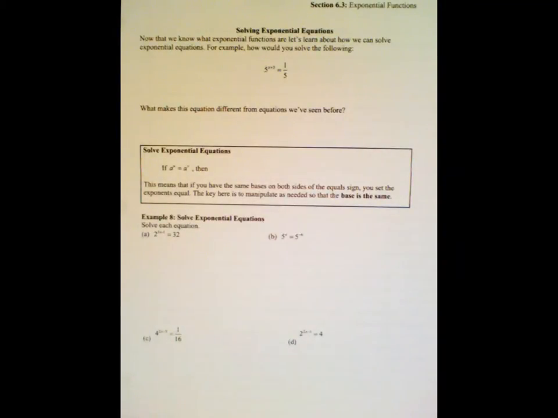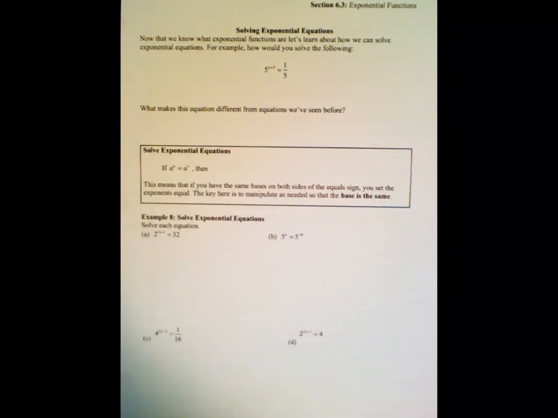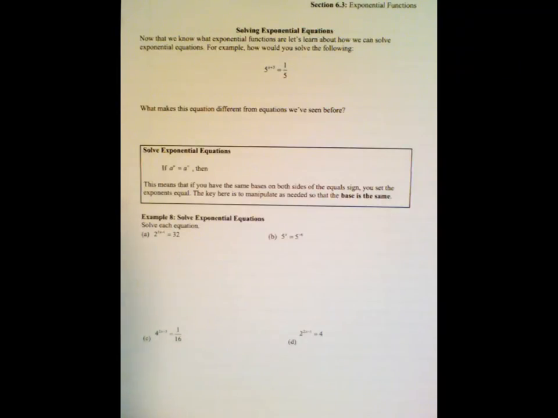So we've completed our graphs in section 6.3 on exponential functions, and now we want to look at exponential equations. This is the last thing we'll do. So let's look here where it says solving exponential equations. Now that we know what an exponential function is, let's learn about how we can solve exponential equations. For example, how would you solve the following? So we have 5 raised to the x plus 3 power, and that's equal to 1/5. So what is x?